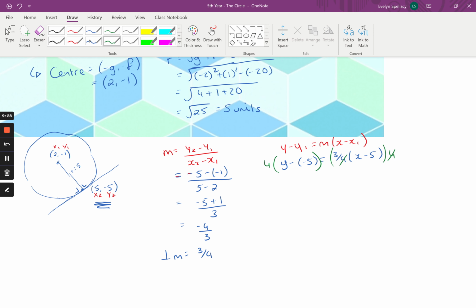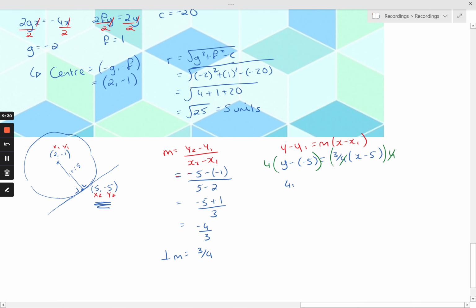Okay. Then I have 4 by y gives me 4y, minus by minus 5 is plus 5, and 4 by plus 5 gives me plus 20, is equal to 3 by x is 3x, and 3 by minus 5 is minus 15. So now I'm going to bring both of these to the other side. So I get minus 3x plus 4y plus 20 plus 15. So we get minus 3x plus 4y plus 35 is equal to 0.